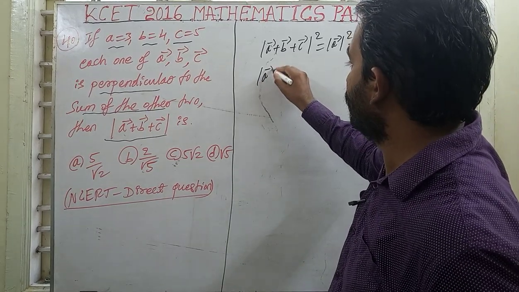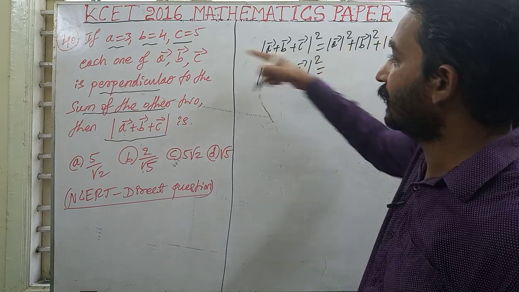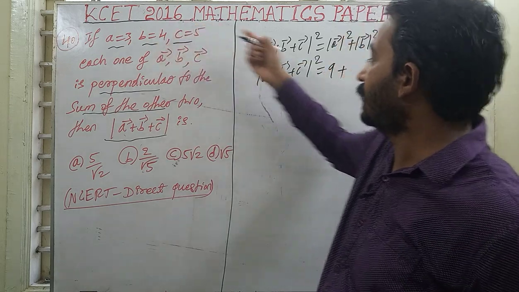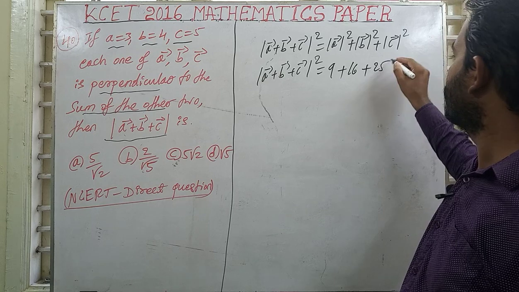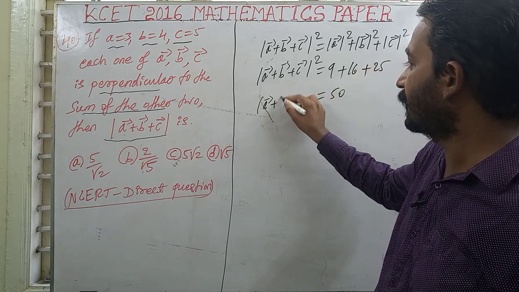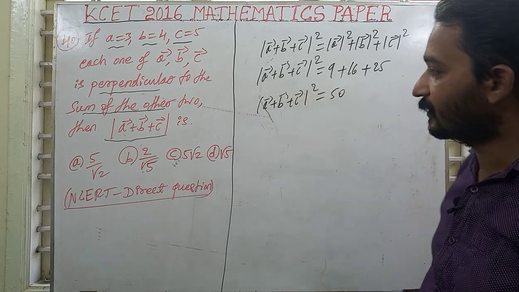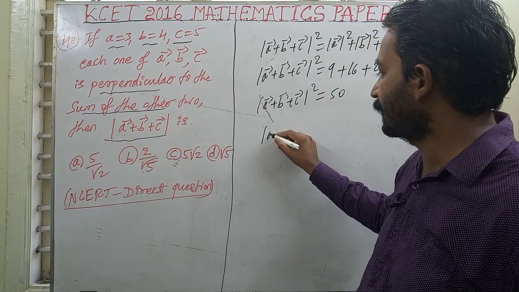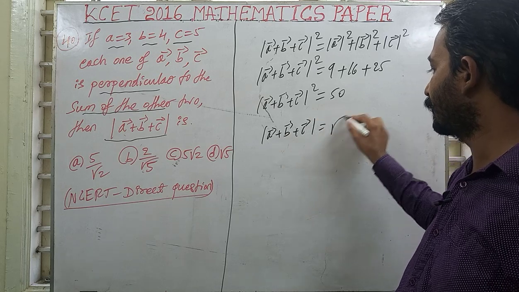So magnitude of A plus B plus C whole square is equal to magnitude of A, 3 square 9, plus magnitude of B, 4 square 16, plus magnitude of C, 5 square 25. So 9 plus 16 is 25, 25 plus 25 is 50. This is magnitude of A plus B plus C whole square. Now the required answer is only magnitude of A plus B plus C, so remove the square. So it becomes magnitude of A plus B plus C equal to square root of 50.